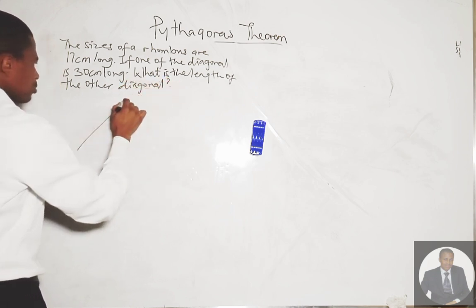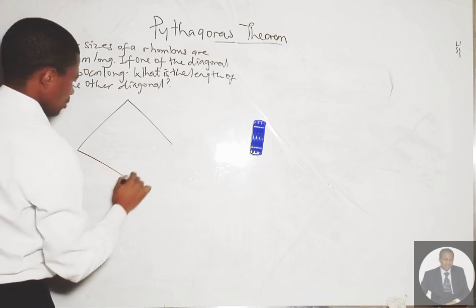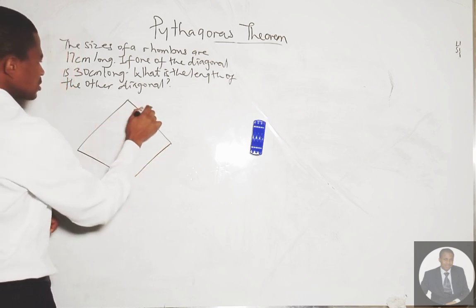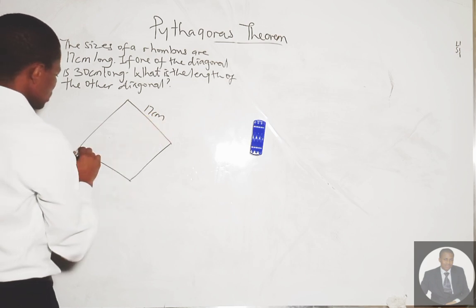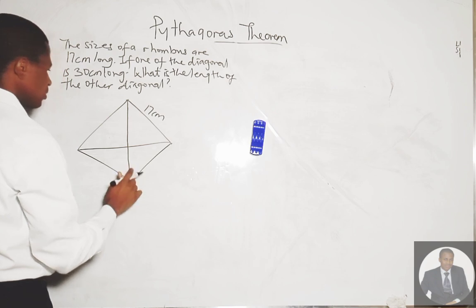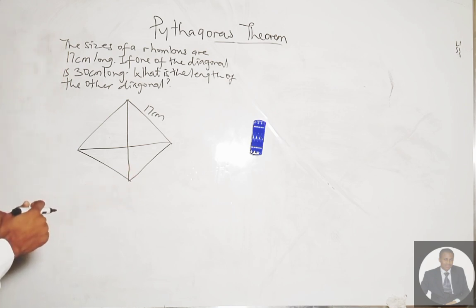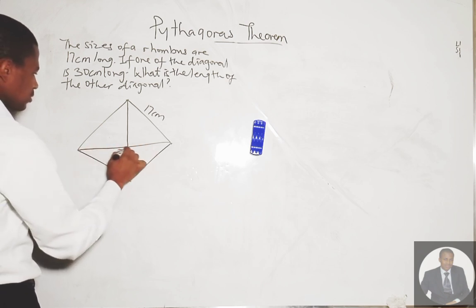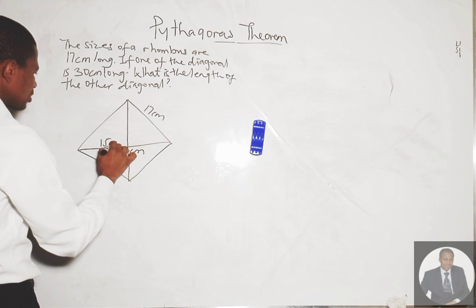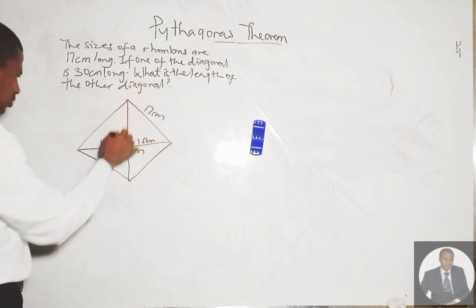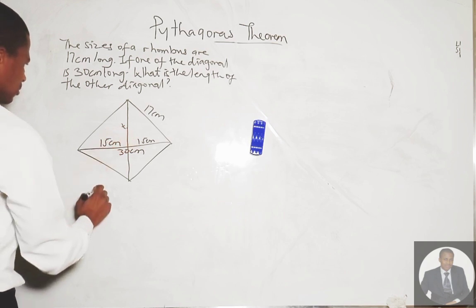What's a rhombus? The rhombus looks like this. Then the sides of that rhombus are 17 centimeter long. Now these are the diagonals, the lines that divide the shape into two equal halves. And then the diagonal is 30 centimeter long. So from here to here is 30. So it means this will be 15 centimeter, and this will be 15 centimeter. What is the length of the other diagonal? This other diagonal, look for this.